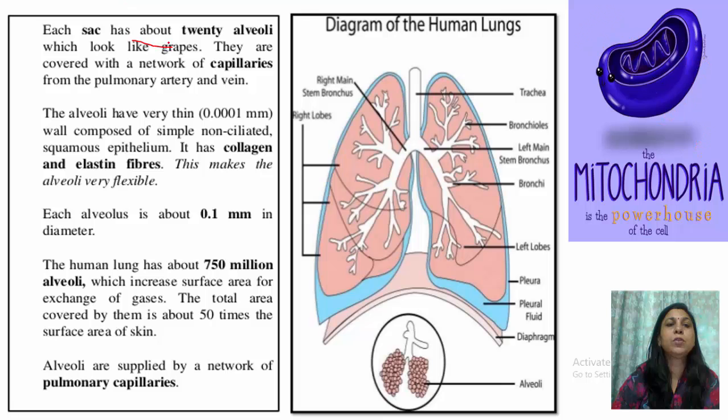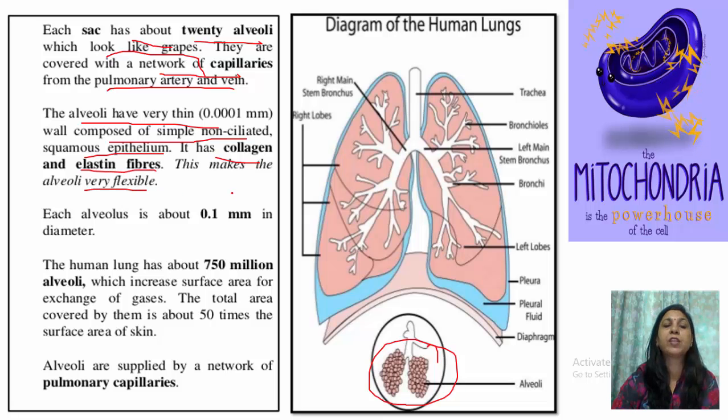Each sac has about 20 alveoli which look like grapes. You can see this bunch of grape-like structures. These are alveoli. They are covered with a network of capillaries from the pulmonary artery and vein. The alveoli have a very thin wall composed of simple non-ciliated squamous epithelium. It has collagen and elastin fibers. This makes the alveoli very flexible. And it is in these alveoli only that gaseous exchange takes place.